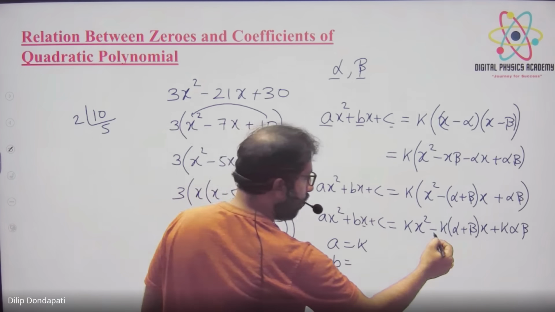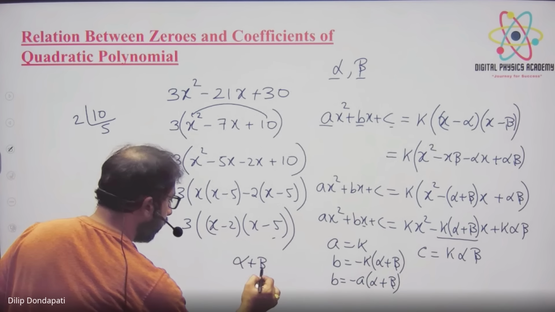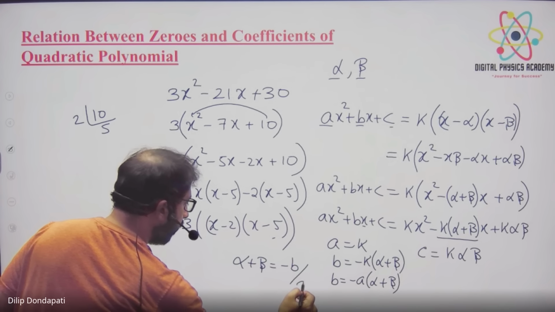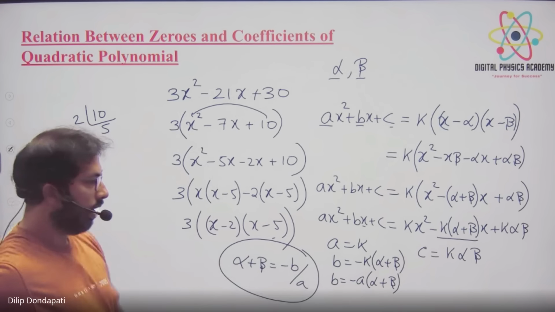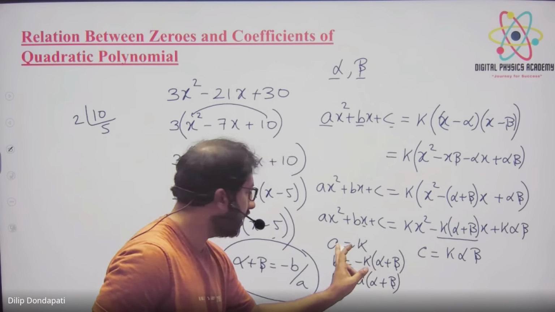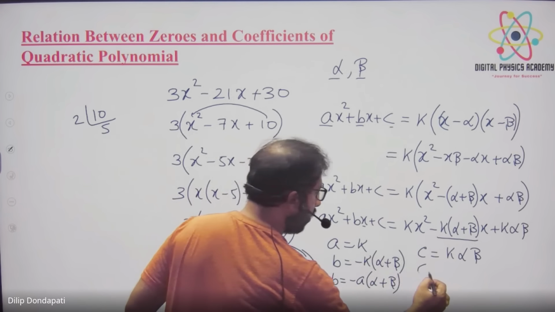Okay, now in place of k, I can substitute a. So b is equal to minus a times of alpha plus beta. Therefore alpha plus beta is equal to minus b by a. We got the first one. And in place of k, substitute a: c is equal to a alpha beta. Therefore alpha beta is equal to c by a.